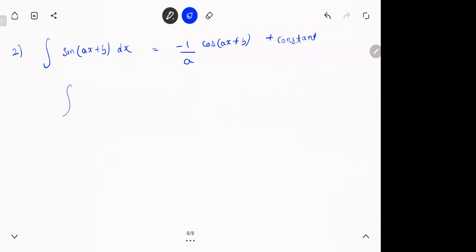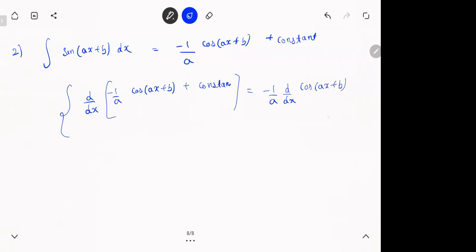How did I get this? If you differentiate this, see what you will get. What is cos's differential? Minus, no? Minus sign. That's where the minus sign comes in. So if I differentiate this, I'll get minus 1 by a, differential of cos ax plus b, plus differential of a constant.